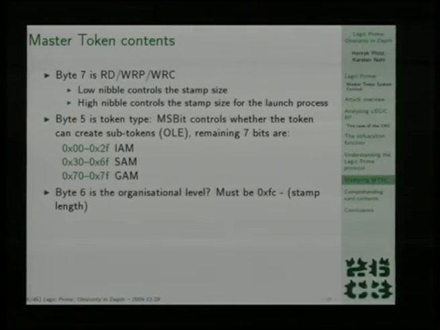I'm not sure this is exposed in the official Legic software, but you can, for example, have a GAM that cannot create subtokens, which is completely useless. And you can have an IAM that can create subtokens, which is kind of more useful. Byte 6, I haven't completely figured out what these special values mean, but you must set it to FC minus the stamp length, and if you do that, you're fine, and you're not going to crash the software, at least most of the time.